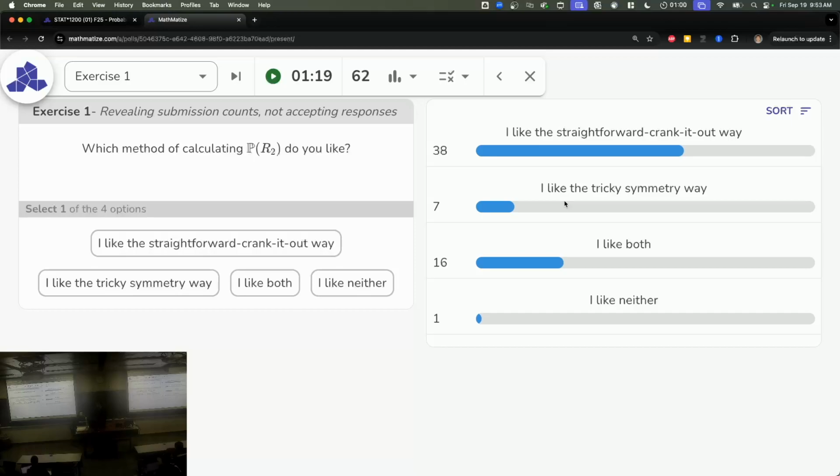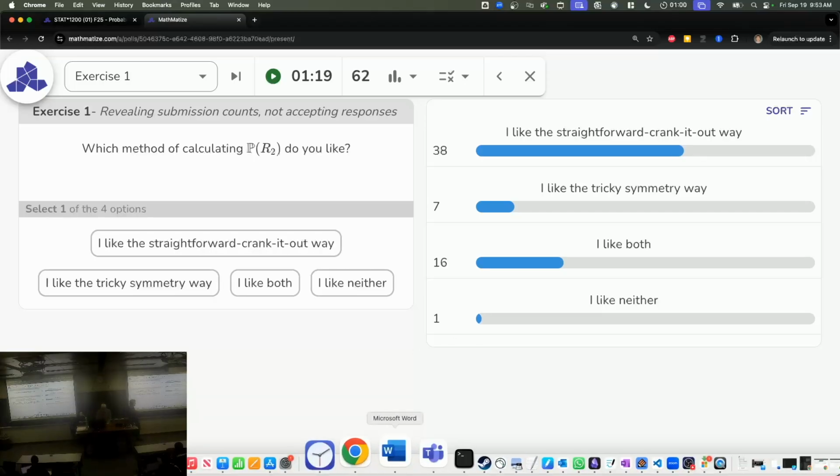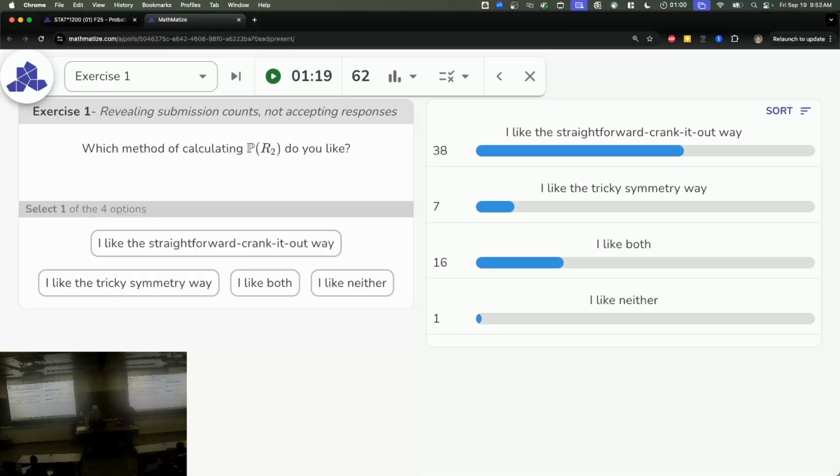Professor Humphrey's going to take over and tell us about other ways of representing probability spaces. So far we've done trees as the main one, and we're going to see a few other options coming up right now.